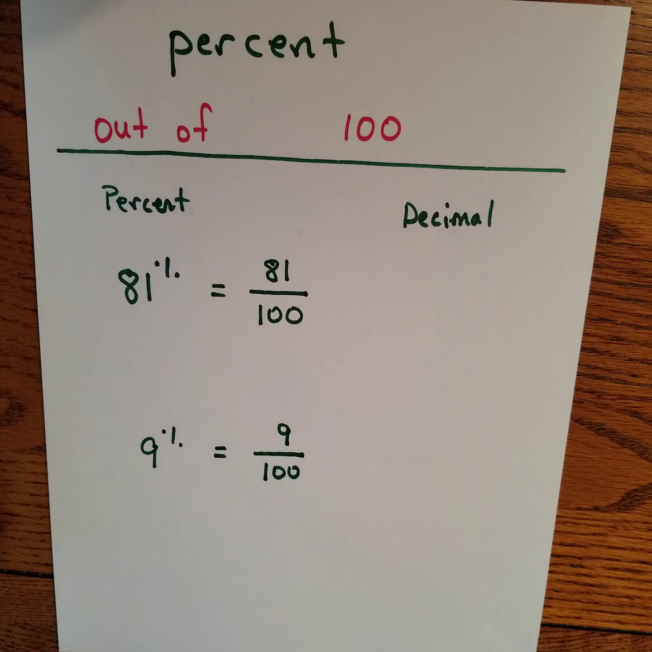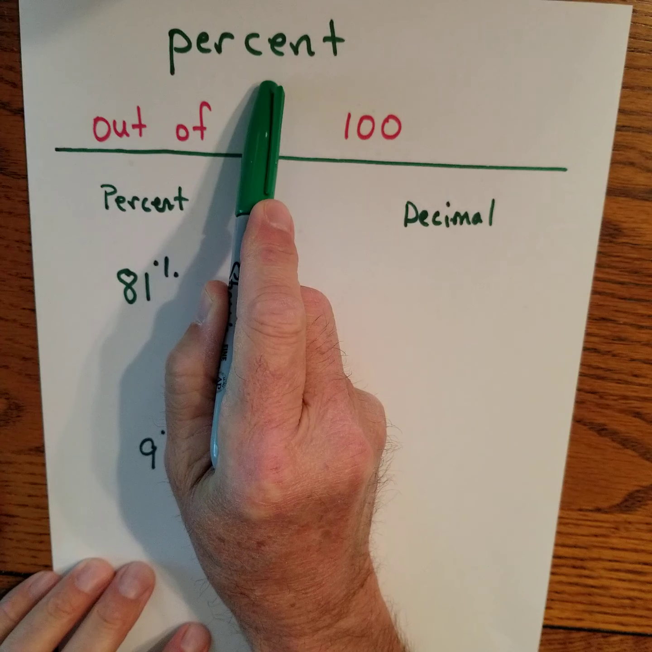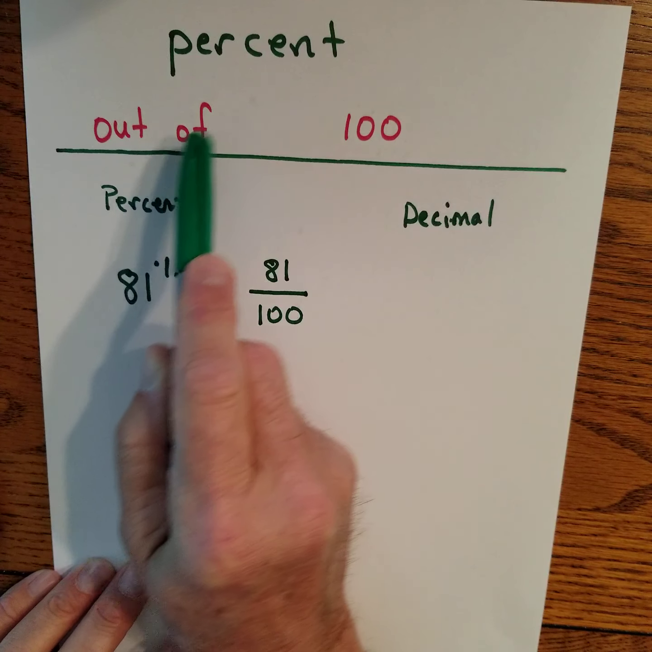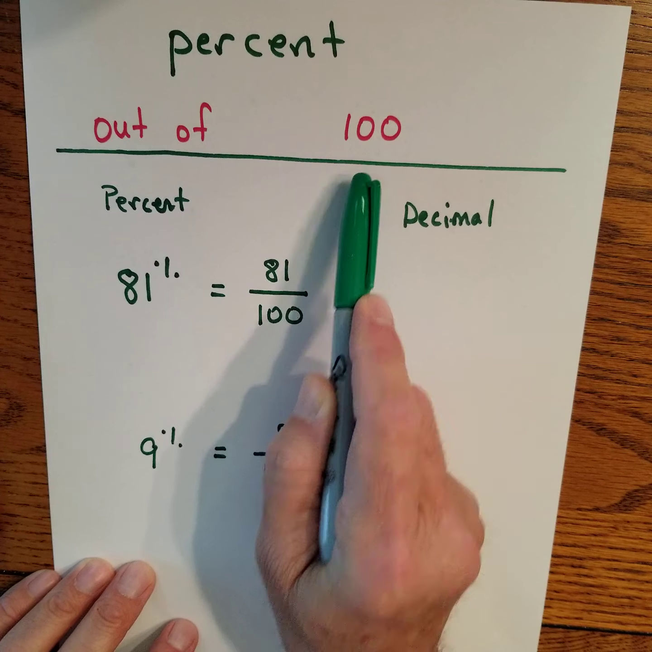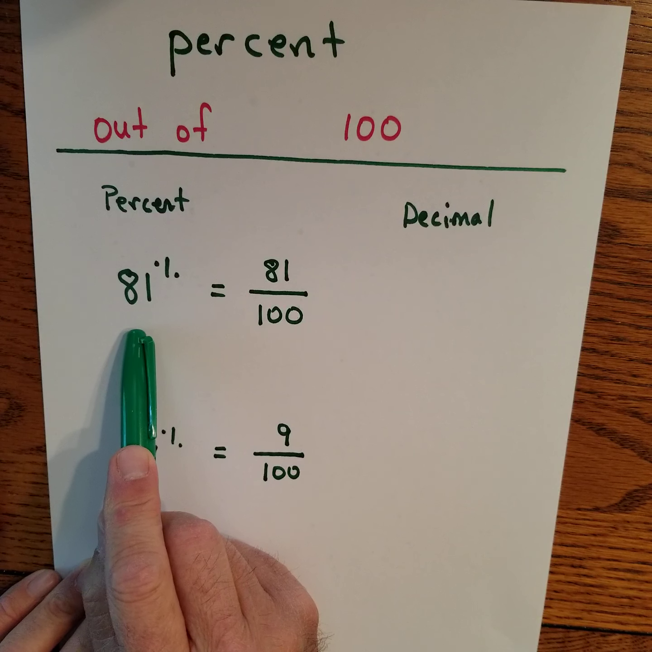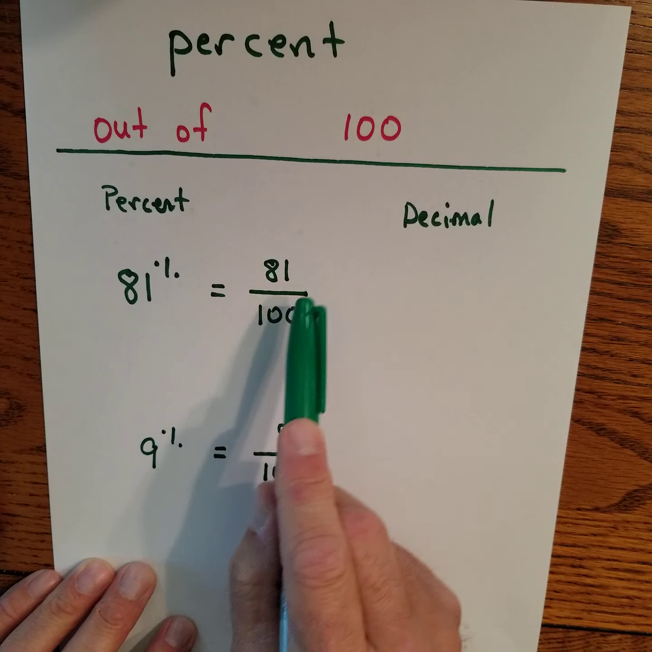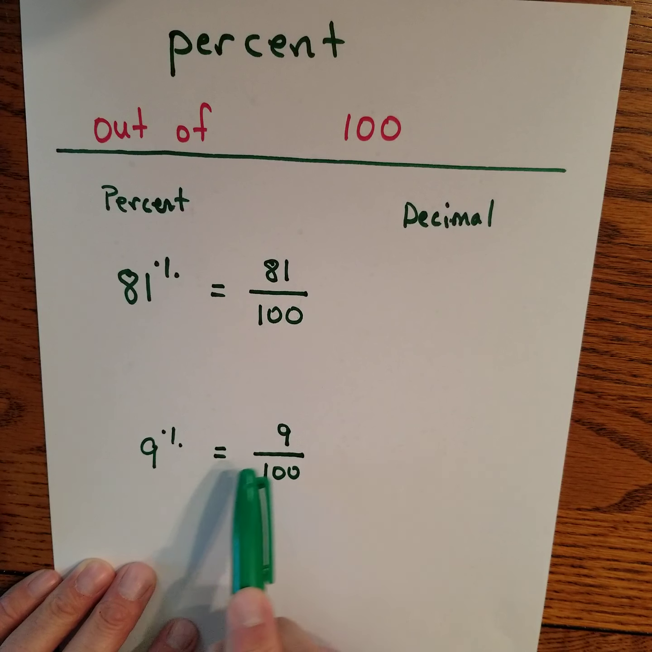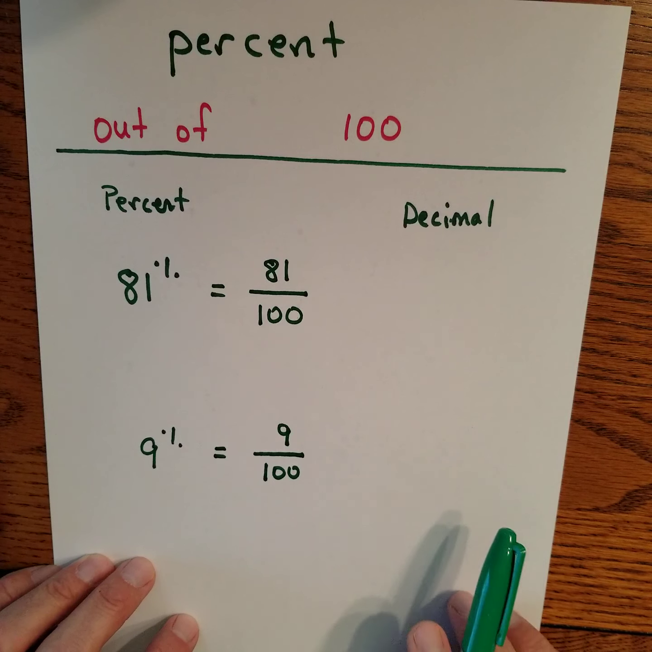All right, students, let's take the next step on percentages. We know that the word percent means out of 100. Per means out of, cent means 100. So when I see 81%, 81% means 81 out of 100. And 9% means 9 out of 100.